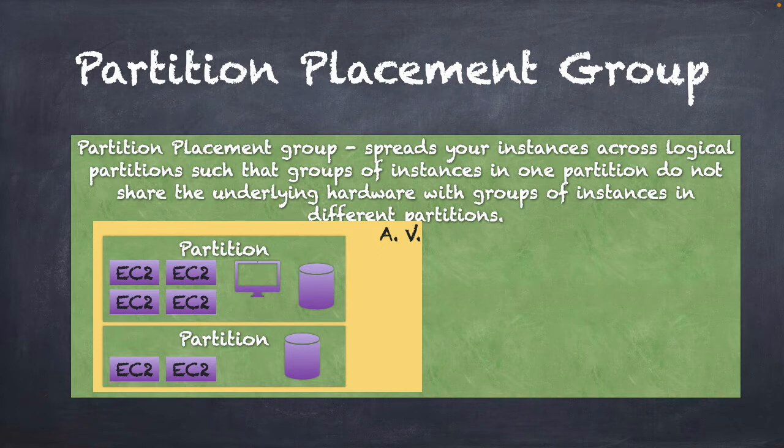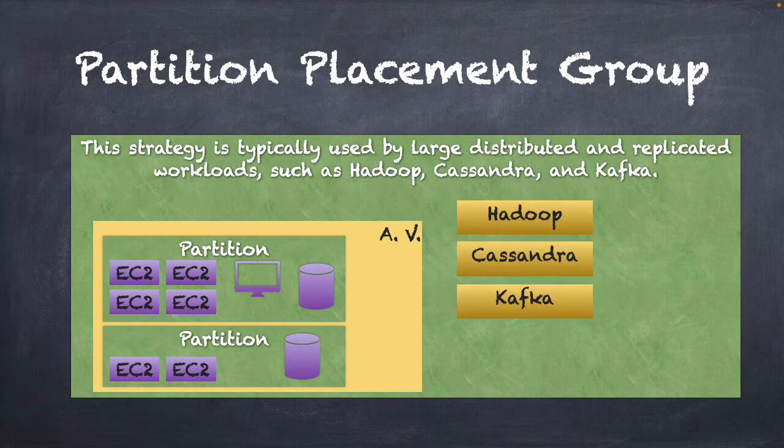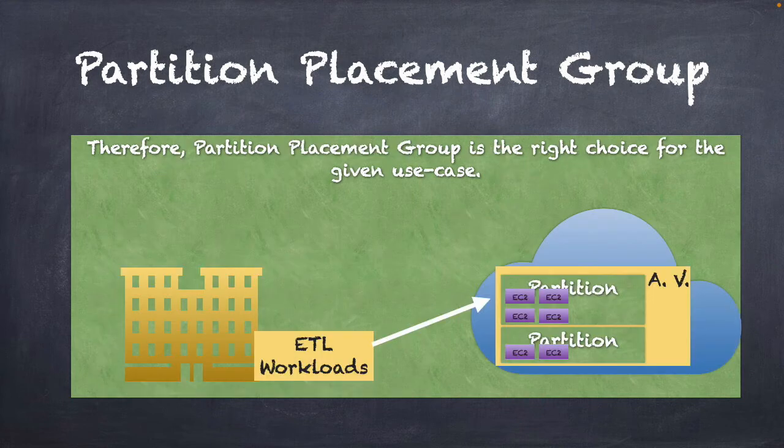Partition placement group spreads your instances across logical partitions such that groups of instances in one partition do not share the underlying hardware with the groups of instances in the other partitions. This strategy is typically used by large distributed and replicated workloads such as Hadoop, Cassandra, and Kafka. Therefore, the partition placement group is the right answer for the scenario that we have.